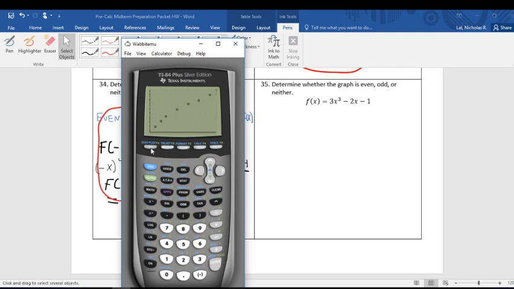Let's go to first, second, stat plot, and then turn plot 1 off, and then graph that, and then zoom standard, and you should see hopefully that this function has odd tendencies.